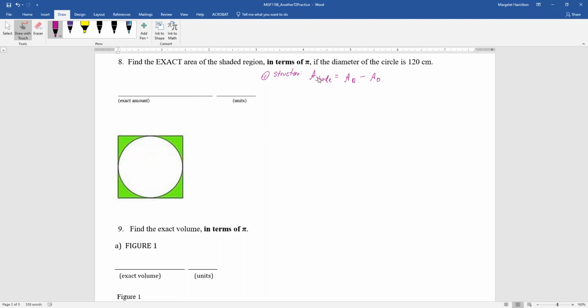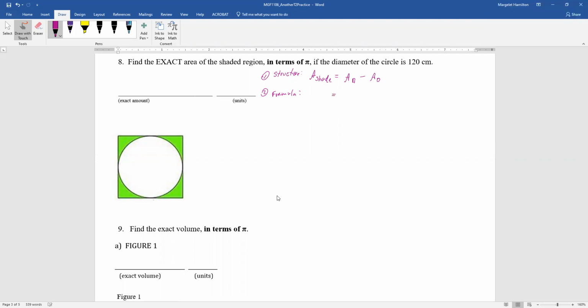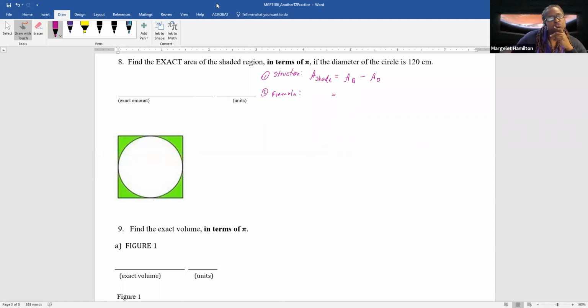So now that we know what our structure is, now we need formulas. So step 2, I need the formulas to support it. We need the area for a square and the area for a circle. I think the formula for the square is A squared. No. Length times width, right? It's kind of the same as a rectangle. Okay, so we use that same one.